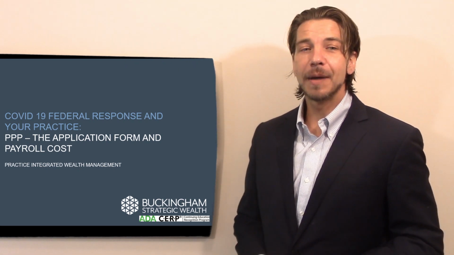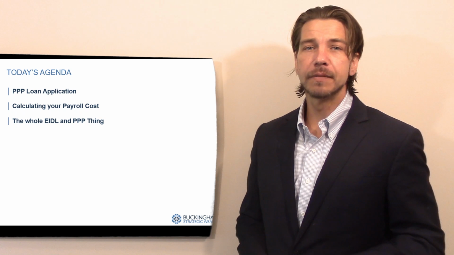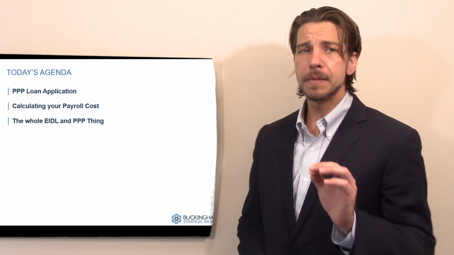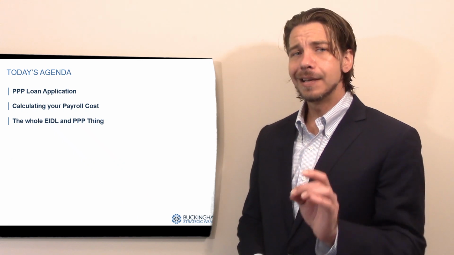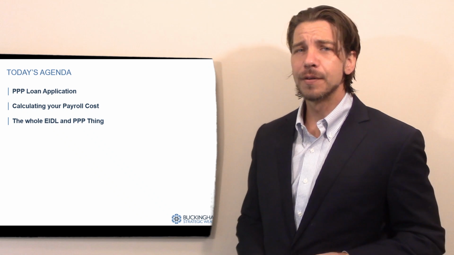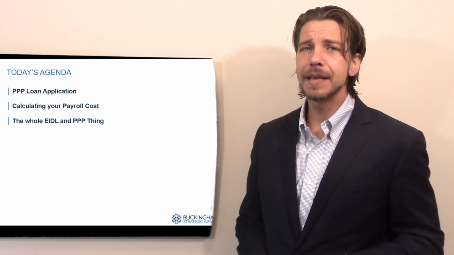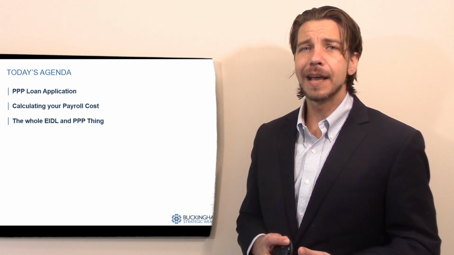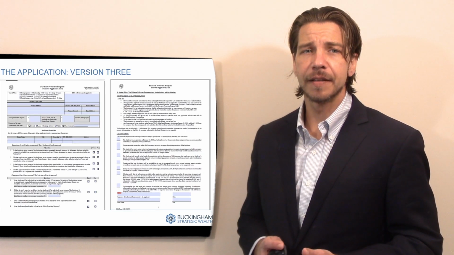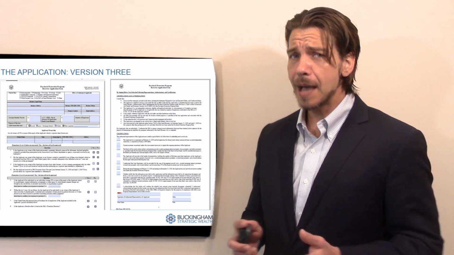So today we're going to talk about the application form and payroll expenses. We're just going to briefly touch on the PPP loan application, dig in a little bit to calculating the payroll cost, and then unpack this whole EIDL loan and PPP thing, kind of talk about how they go together and what might be some of the misses that we had on the SBA and the Treasury side of things.